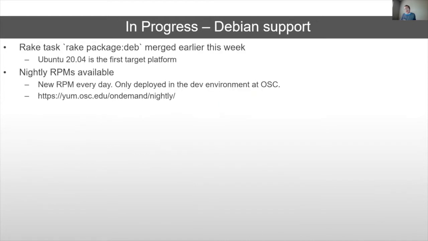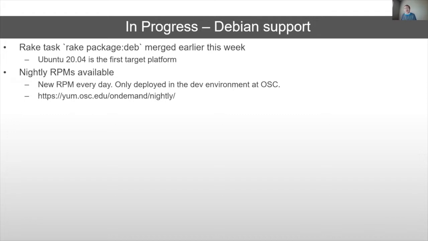So what else is also in progress? It just got merged this week: Debian. We're going to start shipping Open OnDemand for Debian platforms, maybe end of this calendar year or the start of the next calendar year. But 2.1 will be on Debian systems, on Ubuntu 20.04.